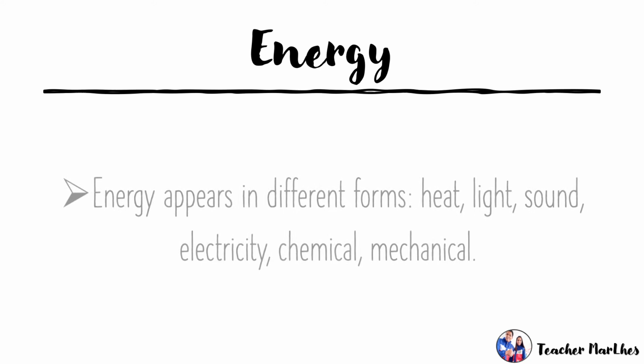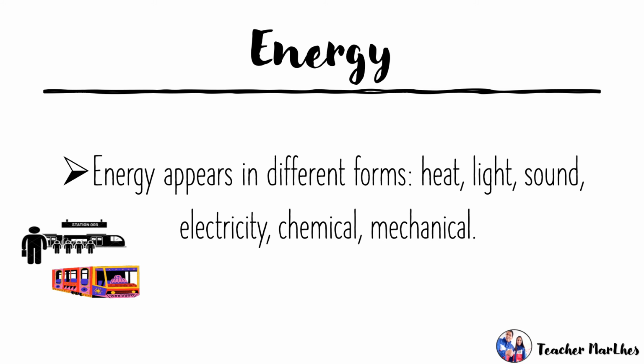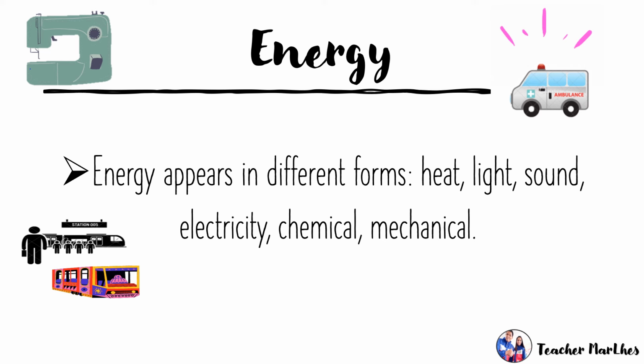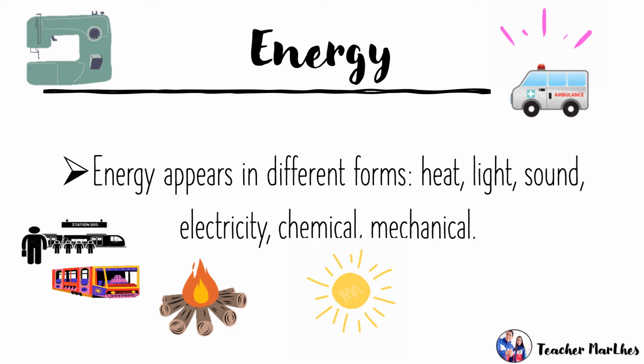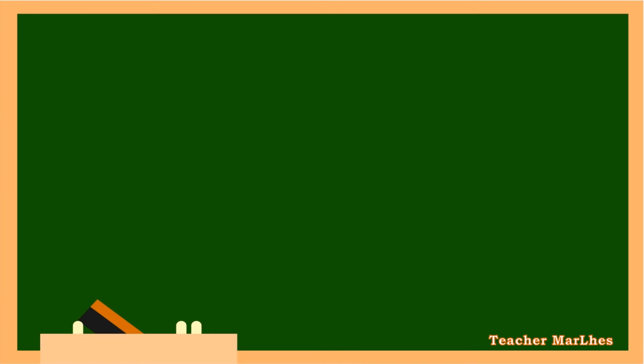I think that you already know what we have discussed today. So let us all remember that energy appears in different forms. It may be heat, light, sound, electricity, chemical, and mechanical. So there are various forms of energy, and each form of energy has its uses. Various forms of energy are used to generate electricity and are used in appliances, transportation, communication, medicine, industries, navigation, and geology. And that's the end of our discussion for today.